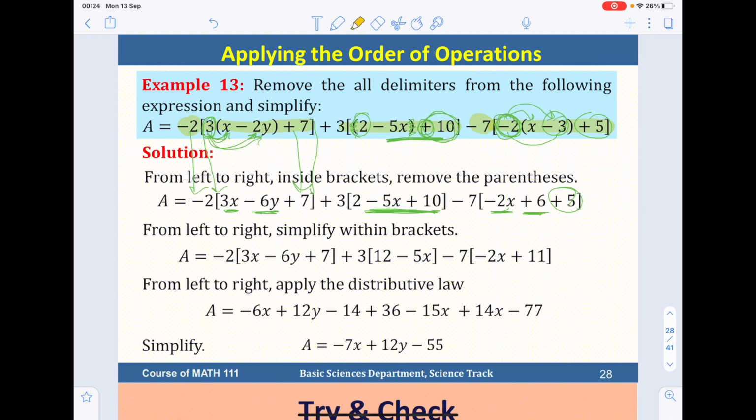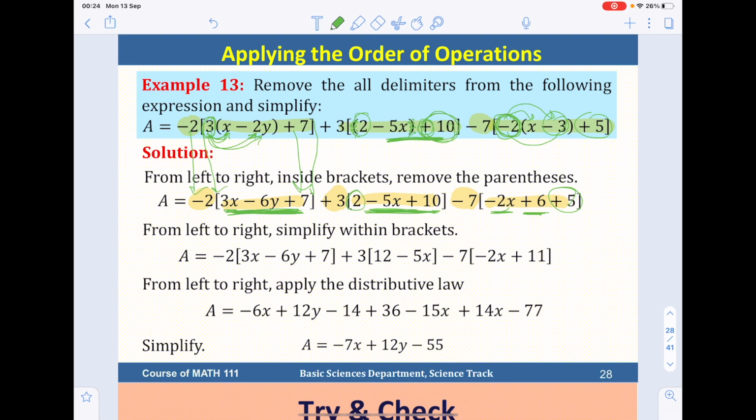Okay, now look carefully at this one. Here we have negative 2. We have to distribute it to the values over here. And then we have a 3, and we'll distribute it also. And we have negative 7, we will distribute it also. Okay, before we distribute the values, let's simplify what is inside the parentheses. The first brackets are already simplified because we don't have similar terms. We can't add different terms together.